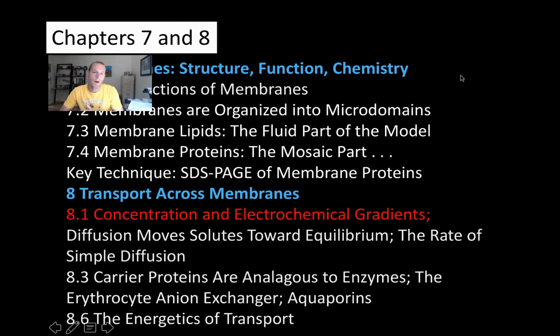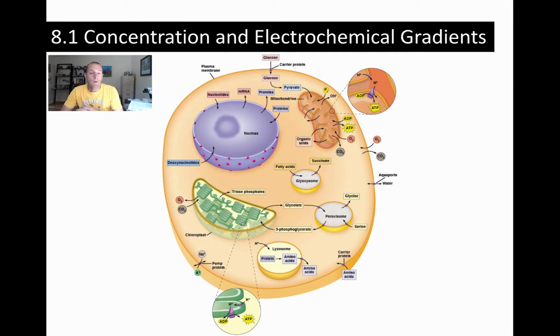Last time we talked about the structure and function of the membrane, and so now we're going to start looking at the movement of solutes across the membrane into or out of the cell. So we'll look at two things. We'll look at just plain old concentration gradients, and then we'll take a look at electrochemical gradients. Before that, let's just kind of review the problem that we're trying to overcome.